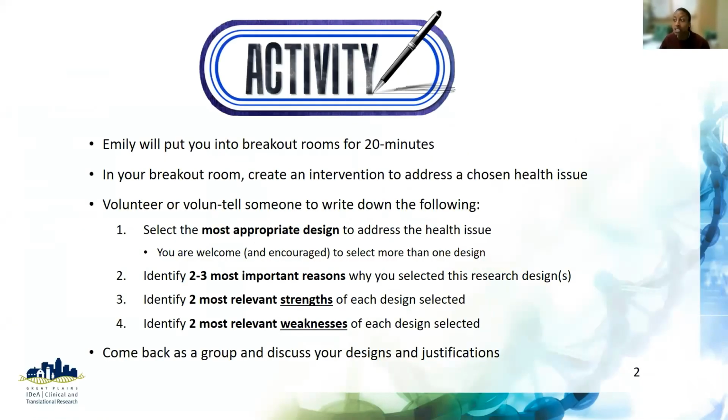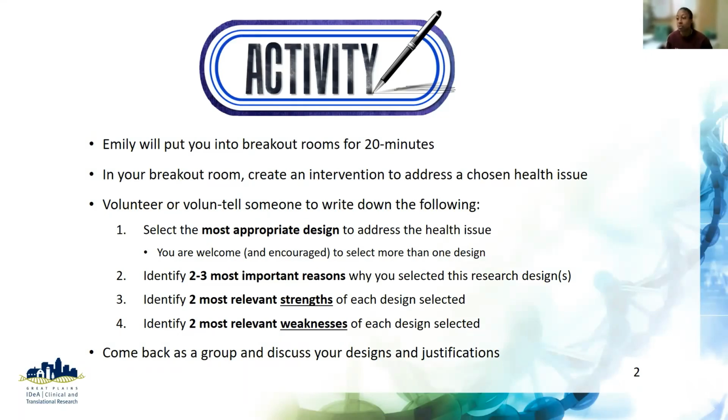So what I'm gonna do, like I said, I'm gonna have Emily put us into breakout rooms, and what I'd like for us to do is be in the rooms for about 20 minutes. And in these rooms, I would like for you to create an intervention of some sort that addresses a chosen health issue. So your group can talk about what type of health issue, and then what type of intervention you'd want to do to address that health issue.